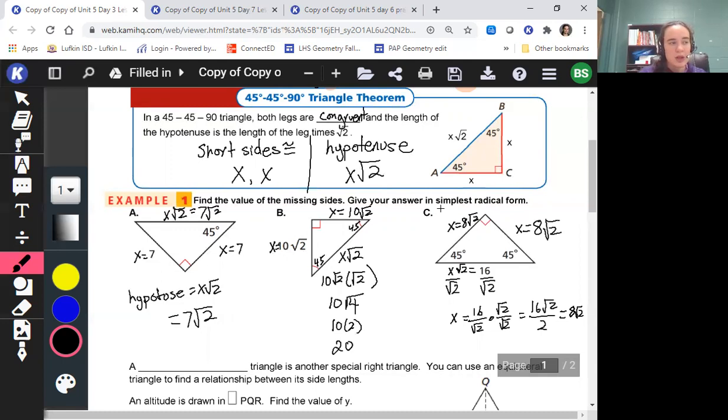So again, make sure you label your sides, x, x, and x square root of 2 for the hypotenuse when you have a 45, 45, 90 triangle, and solve for x, and then substitute it back in.